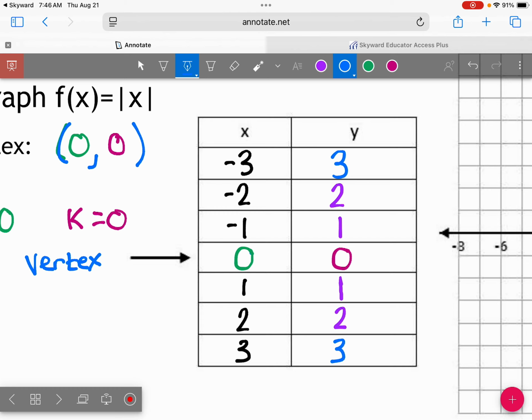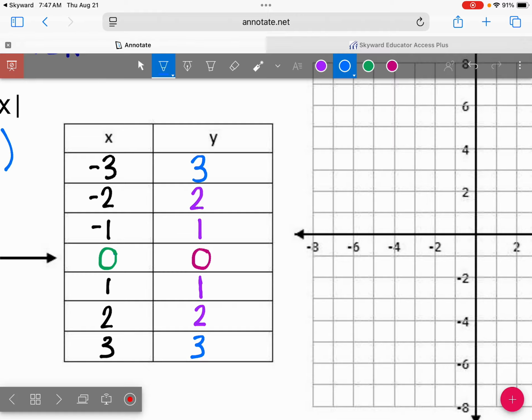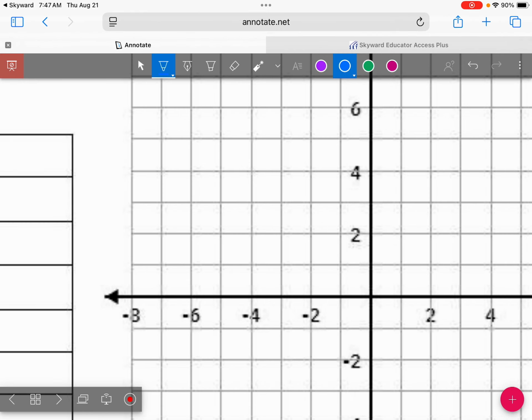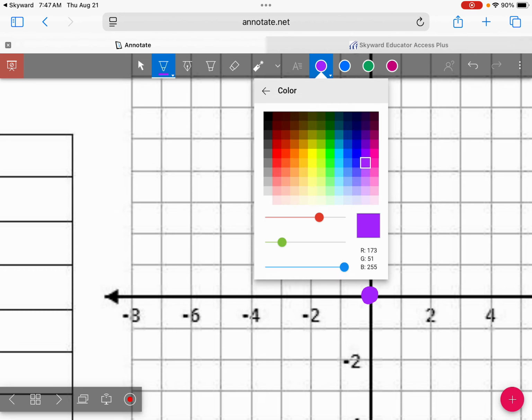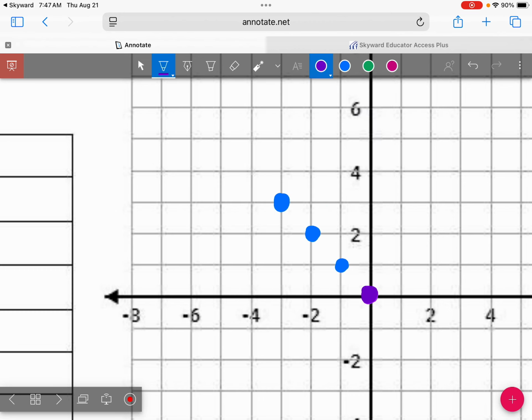This gives us our points to plot up. So we're going to take our -3, +3. We're going to have our -2, +2. Our -1, +1. And then we've got our super special vertex at 0, 0. Ooh, that is the same color, even though they look very different on my screen. Slightly different. Then we get our 1, 1, our 2, 2, and our 3, 3. And we can start to see this shape coming through.